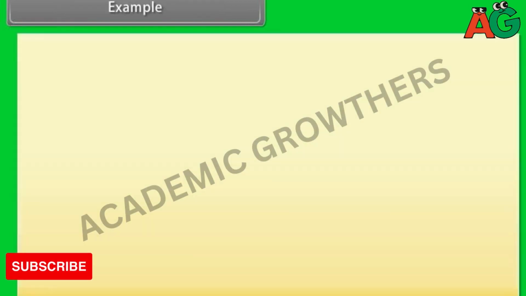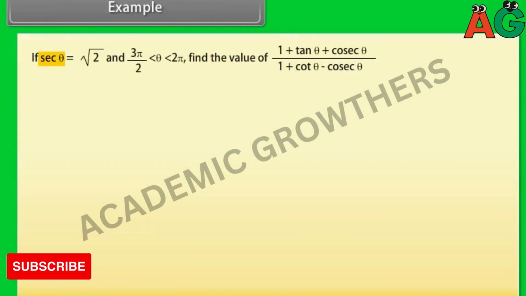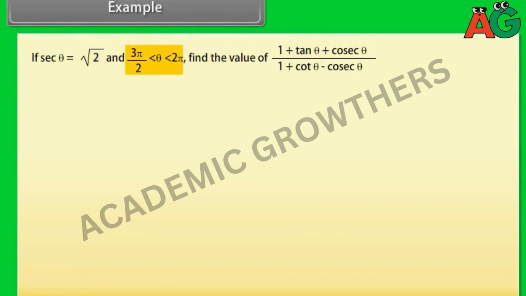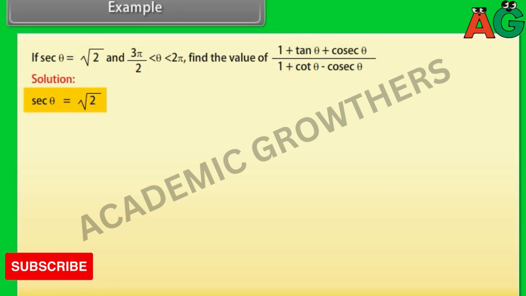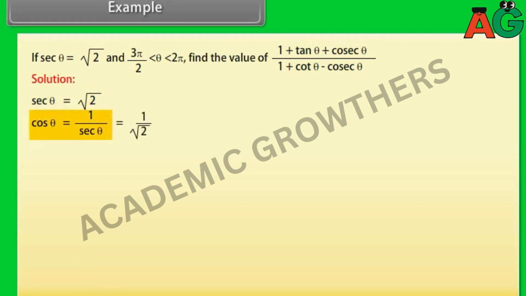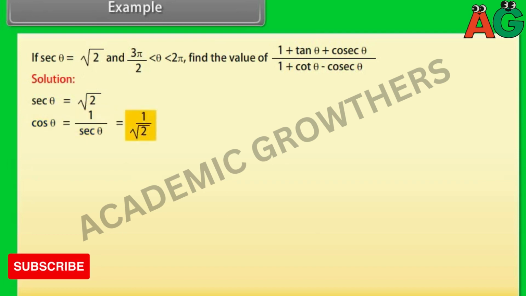Example. If sec of theta is equal to under root 2 and 3 pi by 2 less than theta less than 2 pi, find the value of (1 plus tan of theta plus cosec of theta) by (1 plus cot of theta minus cosec of theta). Solution. Sec of theta is equal to under root 2. Cos of theta is equal to 1 by sec of theta is equal to 1 by under root 2.